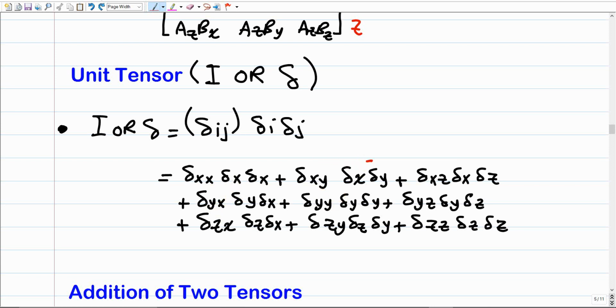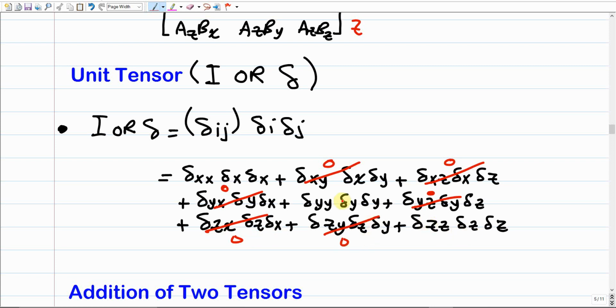So what does it mean? It means that this term should be 0. This term will be 0. This term as well will be 0. Right? They have different indices. The remaining off-diagonal terms will also be 0.